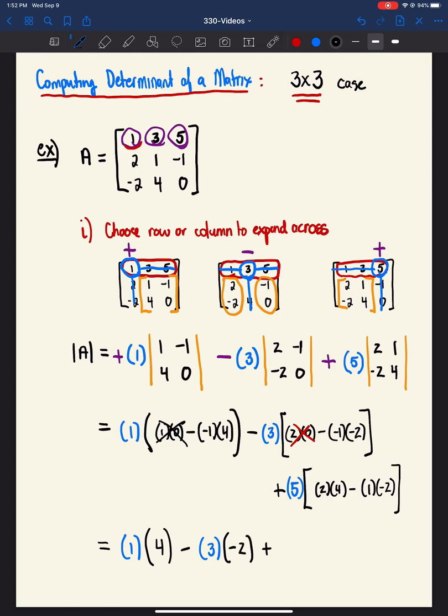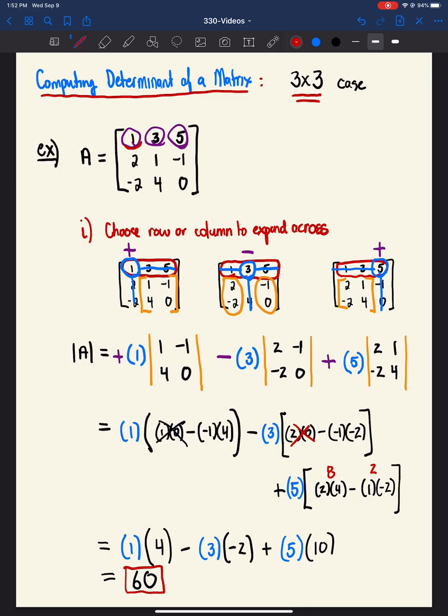And then finally we add plus 5 times that determinant of that last 2 by 2, which in this case is an 8 minus a minus 2, which is plus 2. So that gives us the product of 5 times 10. So if you do all this arithmetic out, we find out that this is 4 plus 6 plus 50, or this is equal to 60. And that's how you compute a determinant of a 3 by 3 matrix.